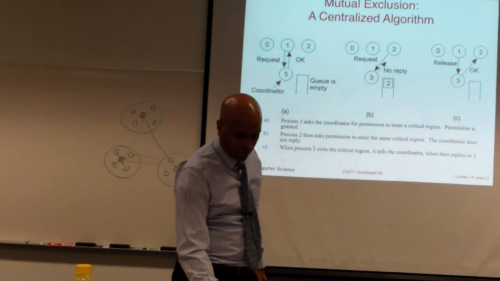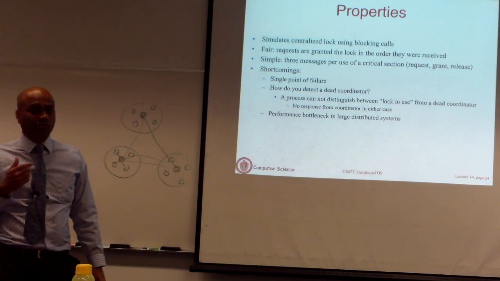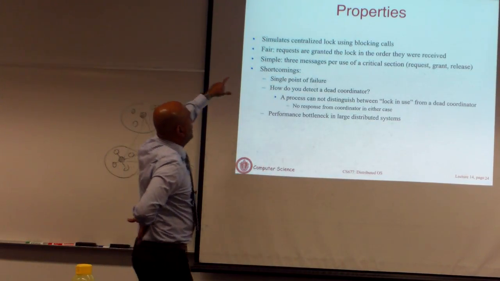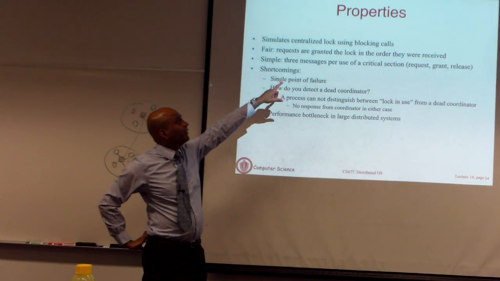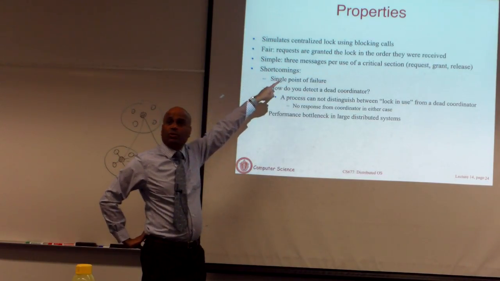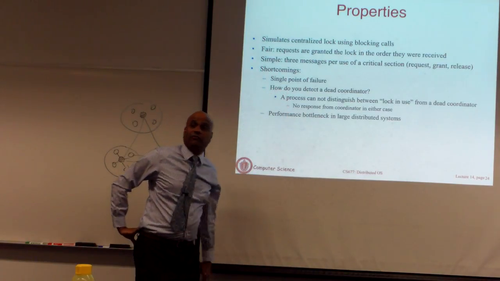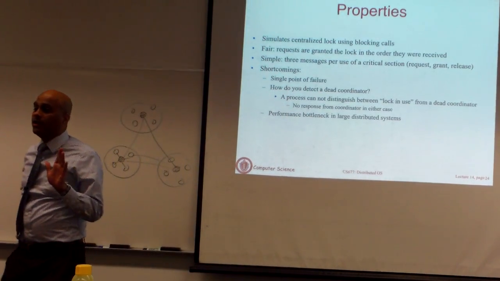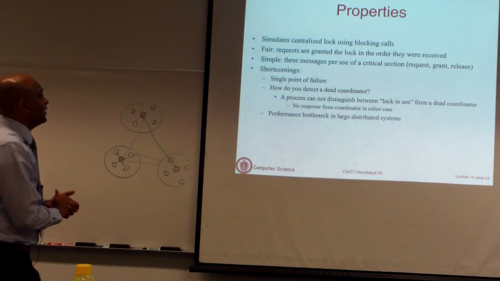Okay, so now we will go from this centralized case. Let me talk about properties, and then we'll go to the decentralized. So here, what we have done is we used a centralized coordinator to handle blocking calls. We'll say that this protocol is fair, because requests are granted the lock in the order in which they are received. So you are simply queuing them and serving them in first come first served order. No one is getting more favorable treatment than the others.